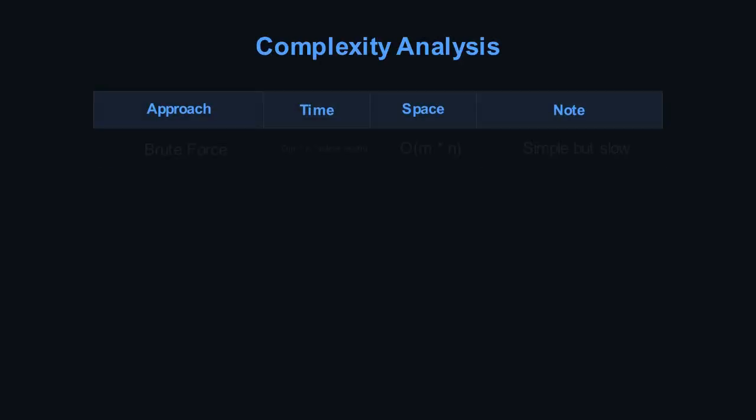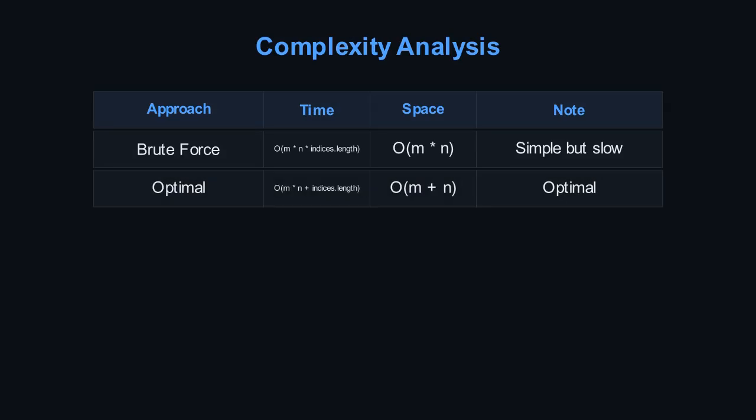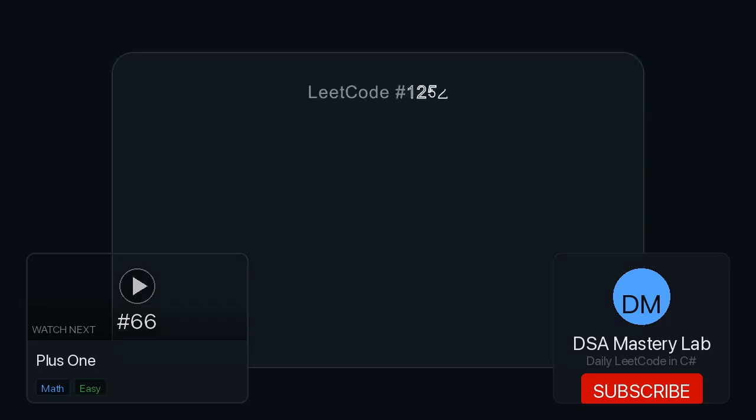The time complexity is O(m times n plus the number of indices), as we iterate through indices once, then through the m by n matrix once. Space complexity is O(m plus n) for the two auxiliary arrays. This parity trick is a common optimization.